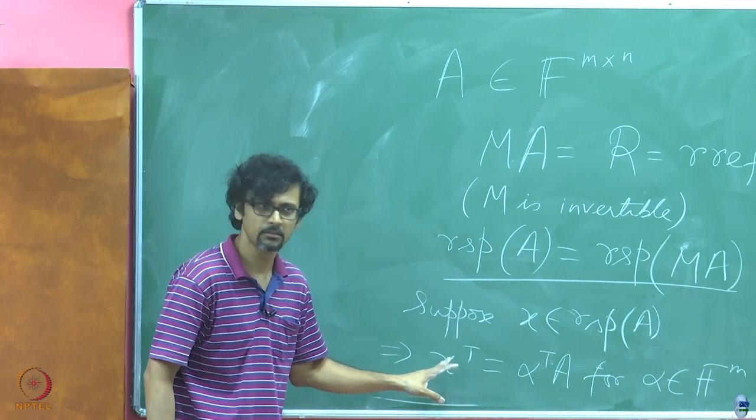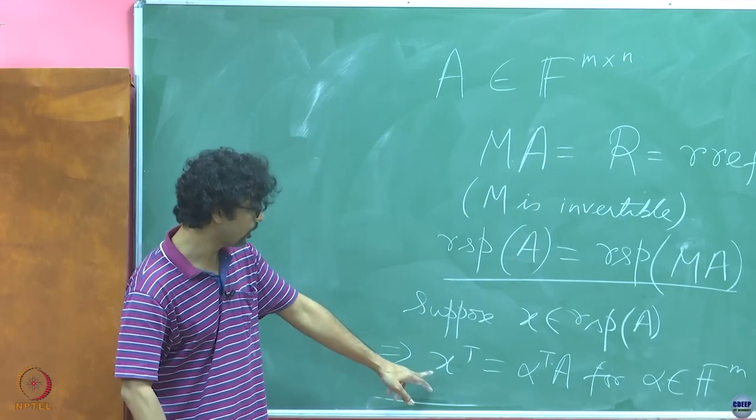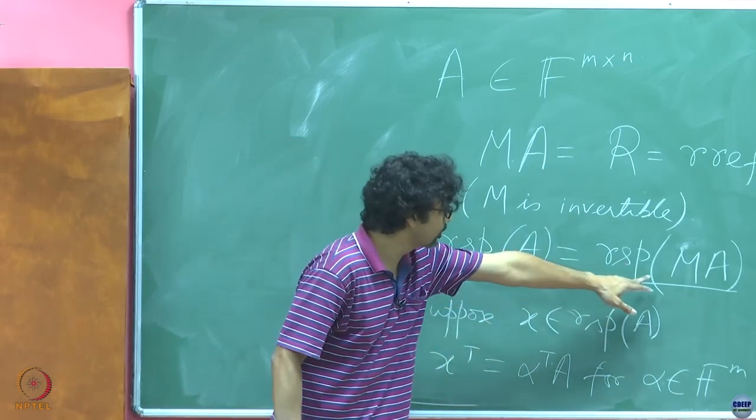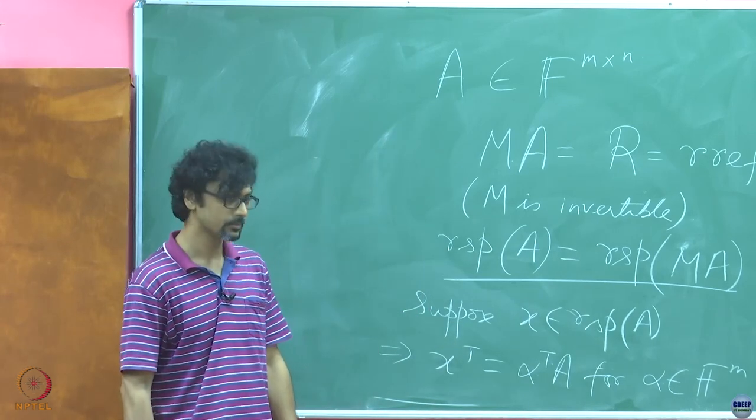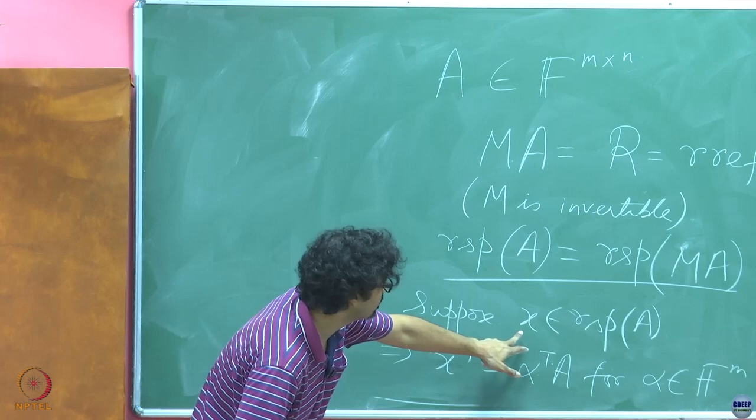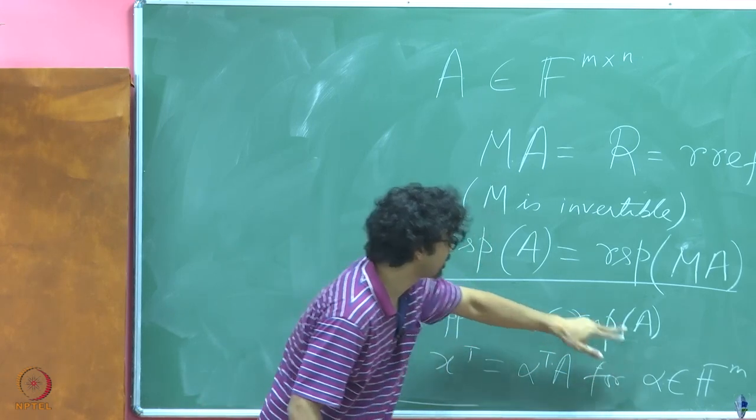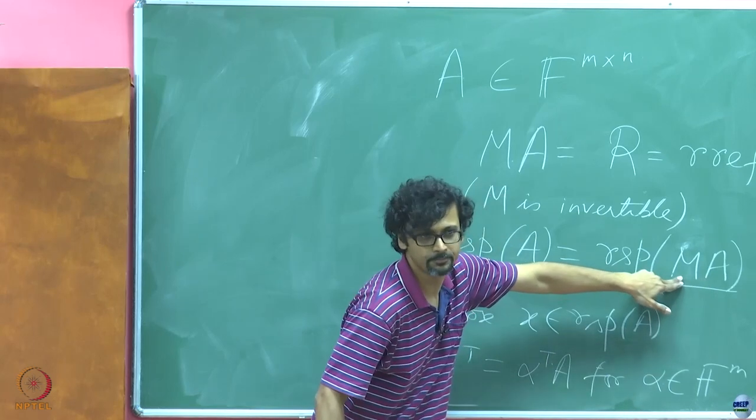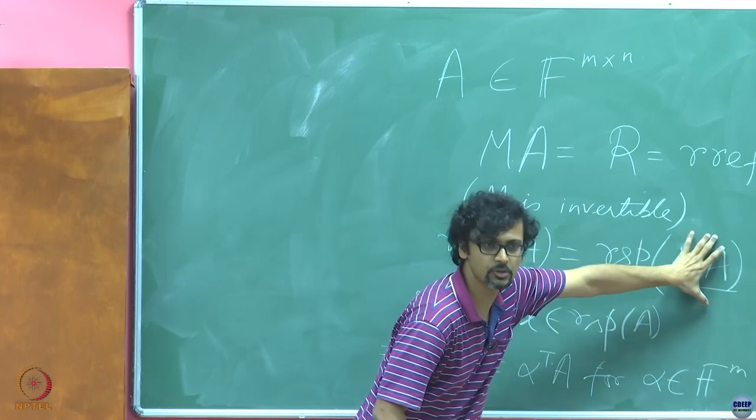That's clear? Right? Then what does this mean? We have to show now that this belongs to the row span of MA. How do we do this? We have taken an arbitrary object in the row span of A, and we want to show that this object belongs to the row span of MA. Then we will be convinced that this row span of A is definitely contained in the row span of MA.